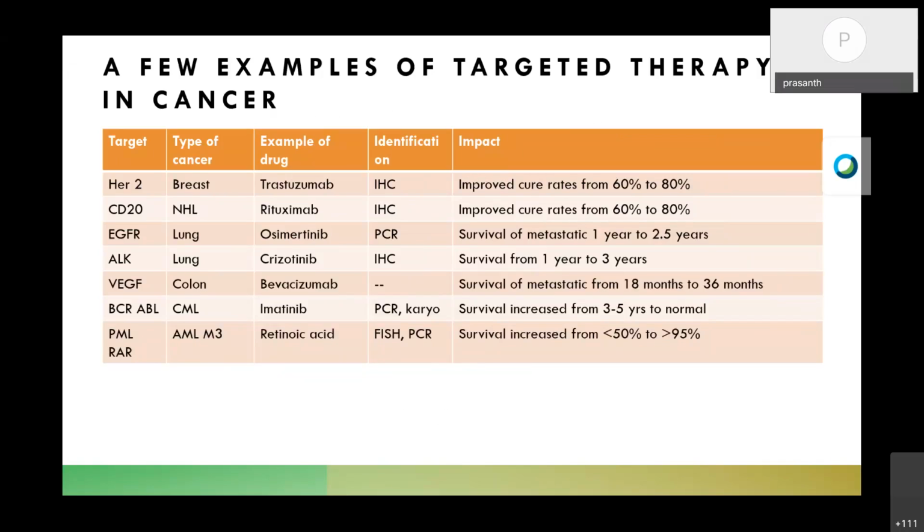Add rituximab to conventional CHOP chemotherapy, you can improve the survival from 60 to 80%. These drugs, when they became available in the early part of 2000, were horribly expensive. However, with the availability of biosimilars and generic products, these drugs are universally used. Almost all of the patients get trastuzumab and rituximab, and it has really impacted on the survival of these cancers.